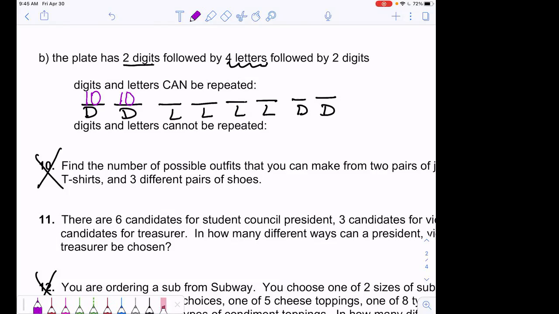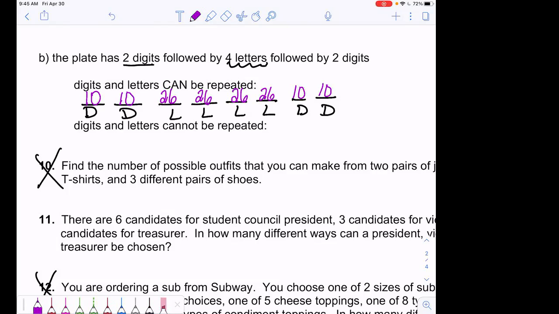And then Haley, how many letters are there total to choose from? How many letters are in the alphabet? 26. So I can choose from 26 letters of the alphabet. And again, I'm allowed to use the same one. So if I like A, I'm going to stick with A. And then finally, you're supposed to have 2 more digits at the end of your license plate. And if I could have 10 at the beginning, I can have 10 at the end as well.